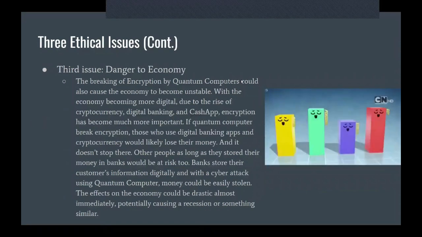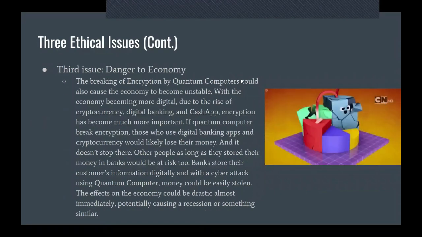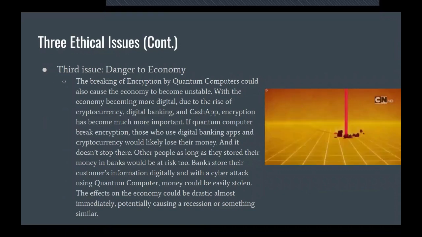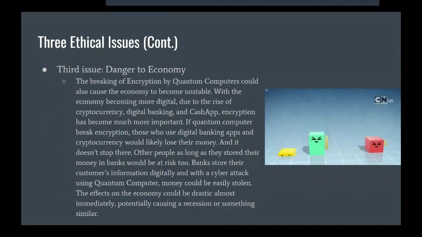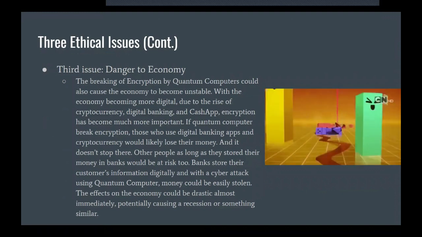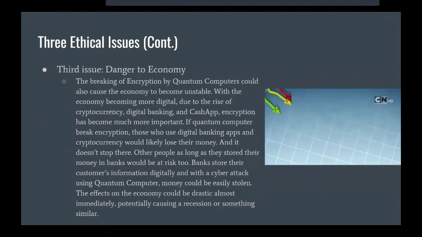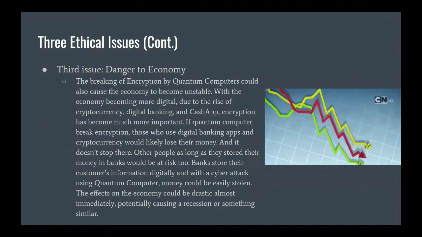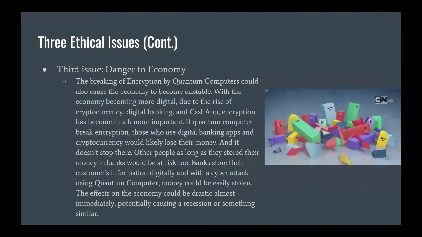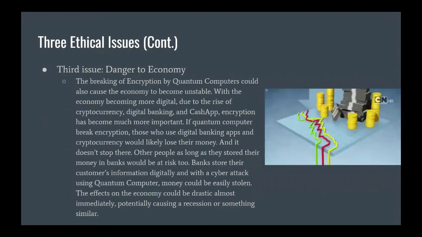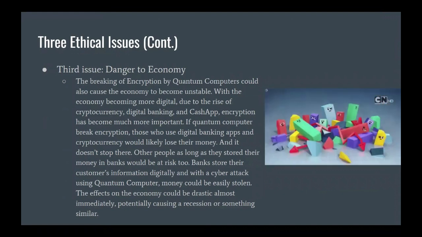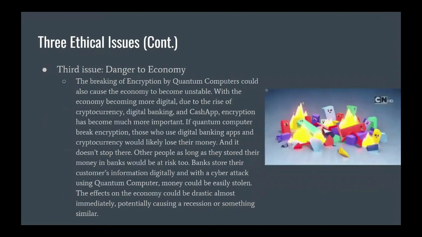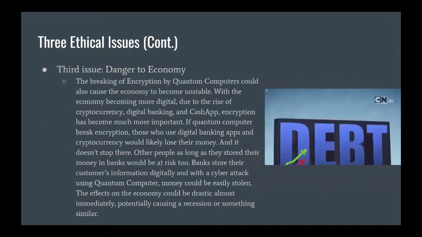And lastly, our final ethical issue is a danger to the economy. With the economy becoming more digital due to the rise of cryptocurrency, digital banking, and Cash App, encryption has become much more important. If quantum computing were to break encryption, those who use digital banking apps and cryptocurrency will likely lose their money. But it also doesn't stop there. Other people, as long as they store their money in banks, would be at risk too.